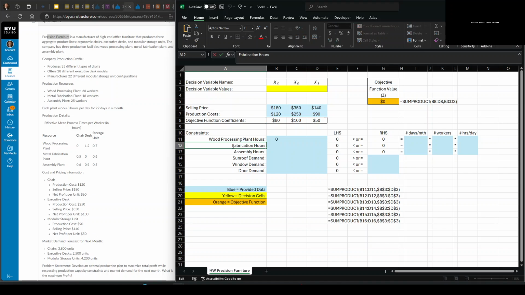So we can put those hours in here as well for the chair. Let's add in our resource names first so we can keep track of what is what. This is our metal fabrication plant, and this is our assembly plant. And in the bottom here, we'll put in chairs. This is our chair demand. This is going to be our executive desk demand. And this is going to be our modular storage unit demand. Again, I'm just changing these names based on a template from that first example in the textbook, 12.1.